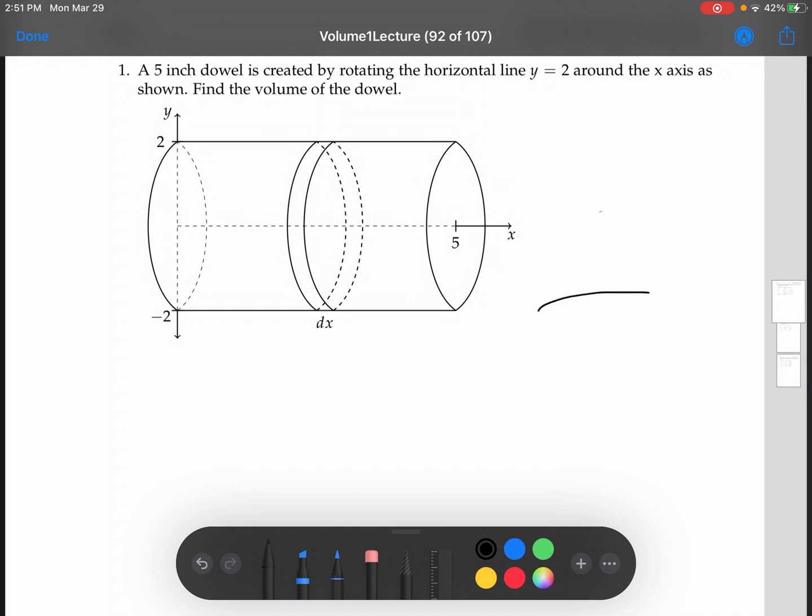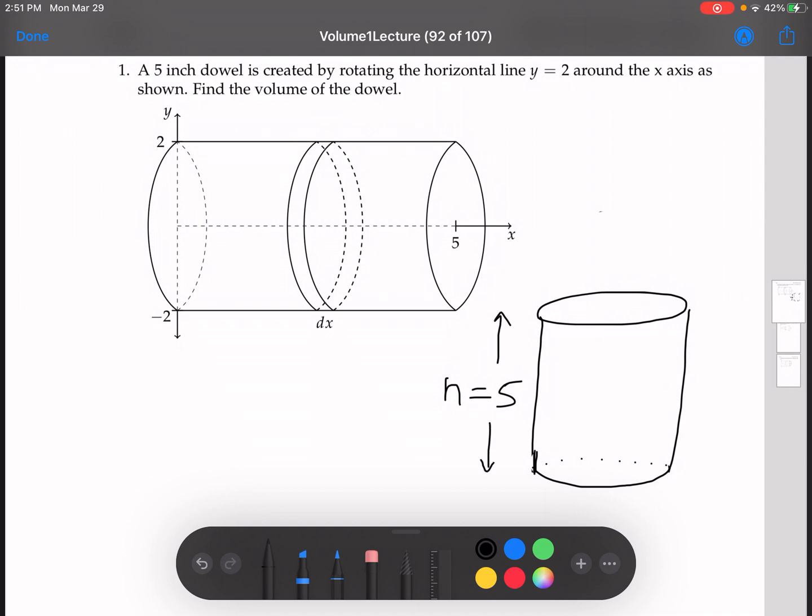So let me draw a cylinder here. Oh, I should make this dotted back here to indicate that you can't really see it. There we go. Now let's say our cylinder has height 5 and the radius of the base is 2.